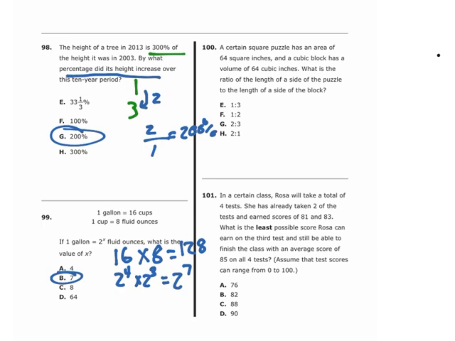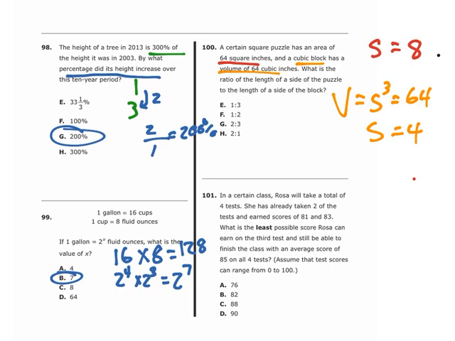Okay, this is an unusual one, but it's actually pretty easy. It says a square puzzle has an area of 64. Okay, so if the area is 64, then the side length is going to be 8. And now it says a cube has a volume. Now, volume of a cube, we said before, is the side cubed. So if the volume is 64, then the side length is 4, because 4 cubed is 64.